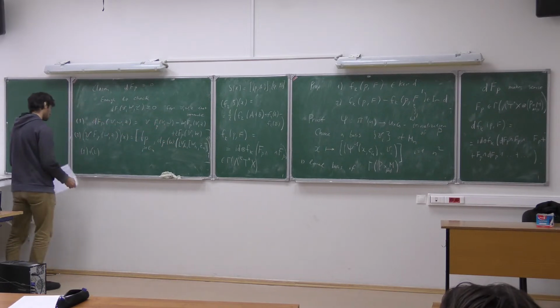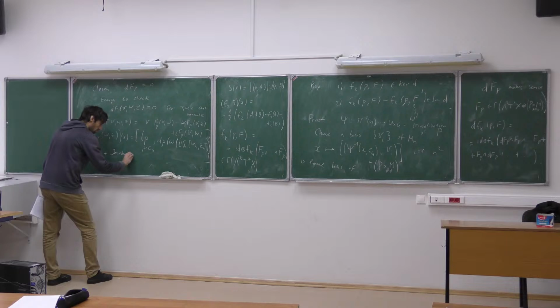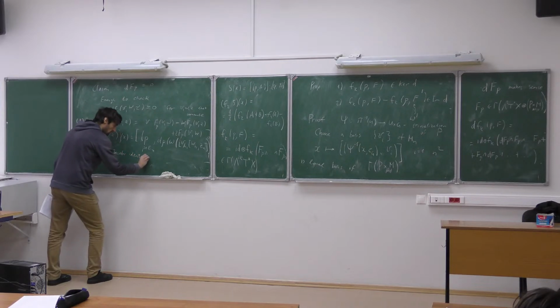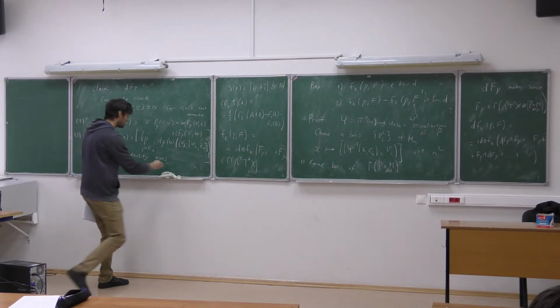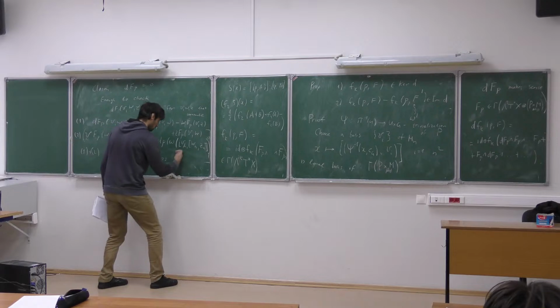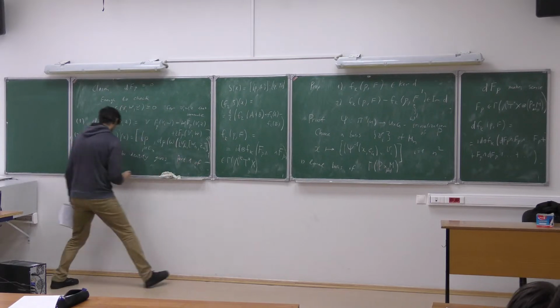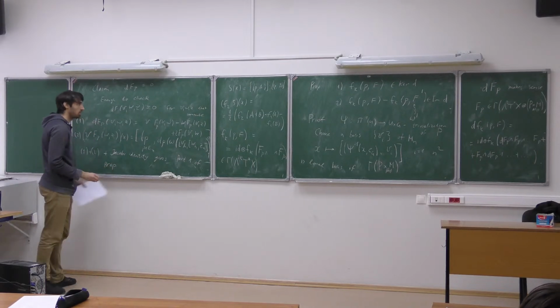So 1 plus 2 plus Jacobi identity gives 1 in part 1 of the proposition. Okay, part 2.